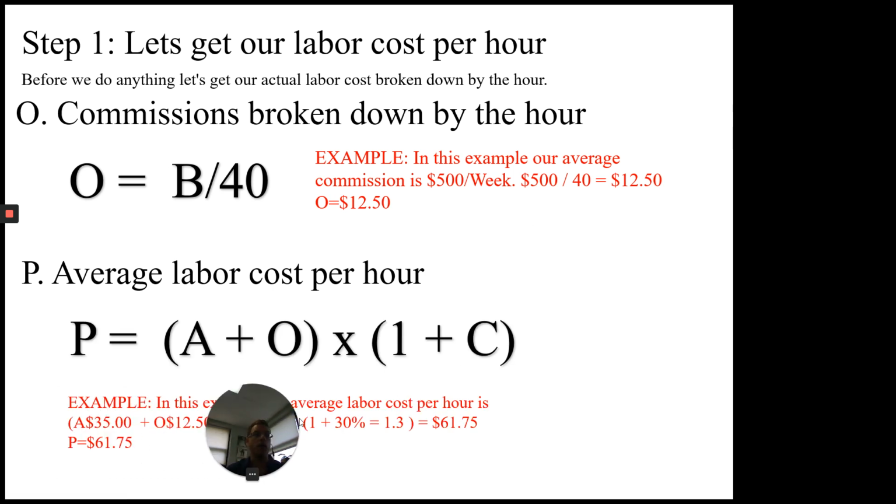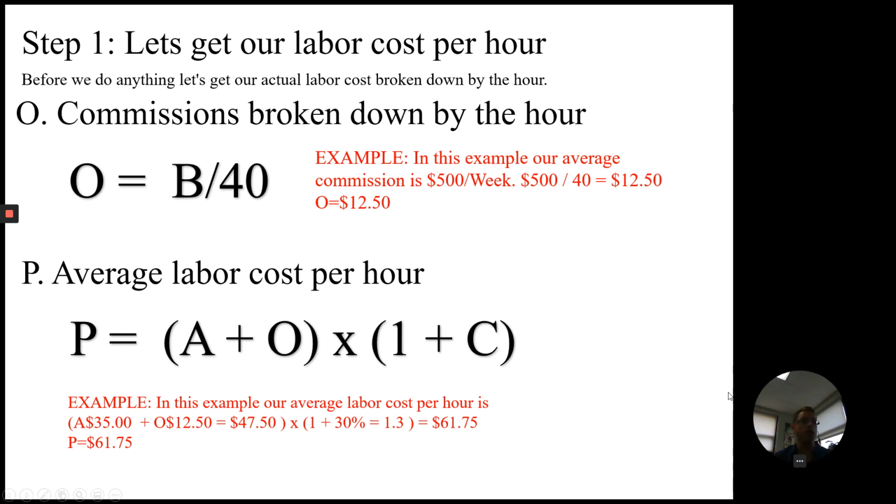Now we're going to come up with our average labor cost per hour, which is fairly simple. We take our top paid mechanic or top paid technician or team, which was our A, the first question, and we add A plus O, which is the commission broken down by the hour. So you're adding it to your most expensive technician by the hour. If you look at my example, my A was $35, my O was $12.50, which made $47.50.